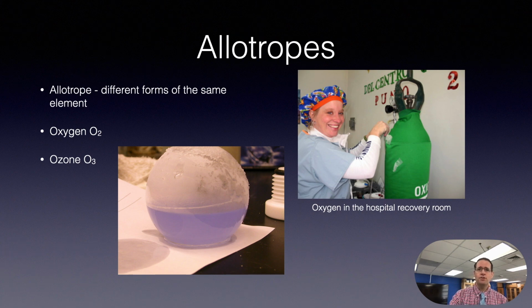Now, both O2 and O3 are composed of just one type of atom. So yes, they are both elements. But O2 is different than O3, right? So we call those allotropes. They have different properties and different forms. So this is a perfect example of an allotrope.